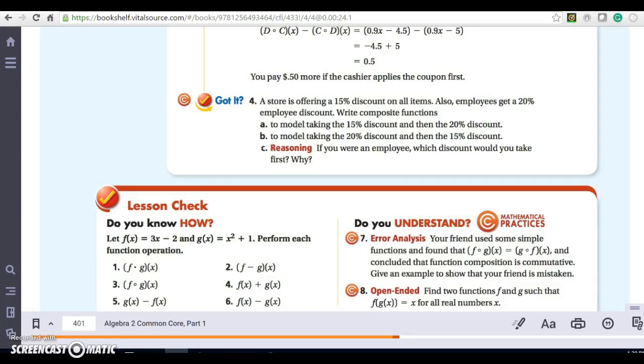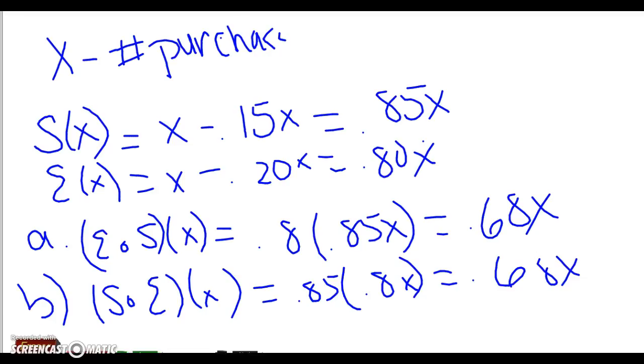So it's the same thing. It doesn't matter which one you apply first. So it says, if you're an employee, which discount would you take first? Well, it doesn't matter. We just got the same thing. That's a silly question, right? It doesn't matter which one I apply first, because when I'm multiplying, that's how it usually works, because multiplication is commutative. I hope this helps.